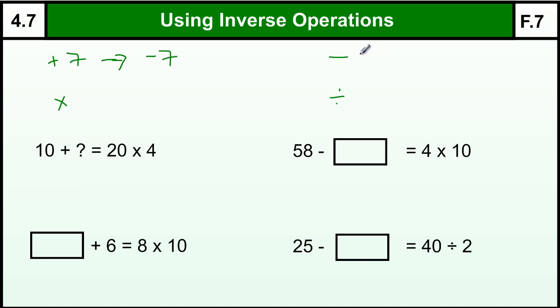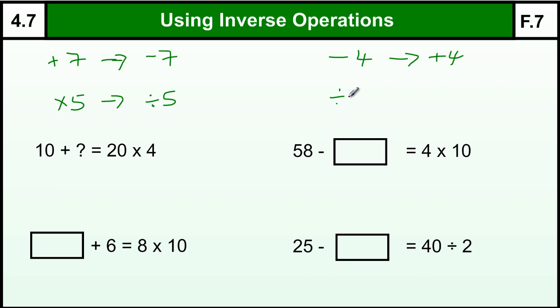If I'm subtracting something, so I'm subtracting maybe 4, to get back where I started I would have to add 4. 6 take away 4 is 2, 2 plus 4 is 6. Adding 4 takes me back to where I started. So we can see that adding and subtracting are inverses of each other. Multiplying, if I've got multiplying by 5 for example, to undo that I would have to divide by 5. So 10 times 5 is 50, 50 divided by 5 takes me back to the 10.